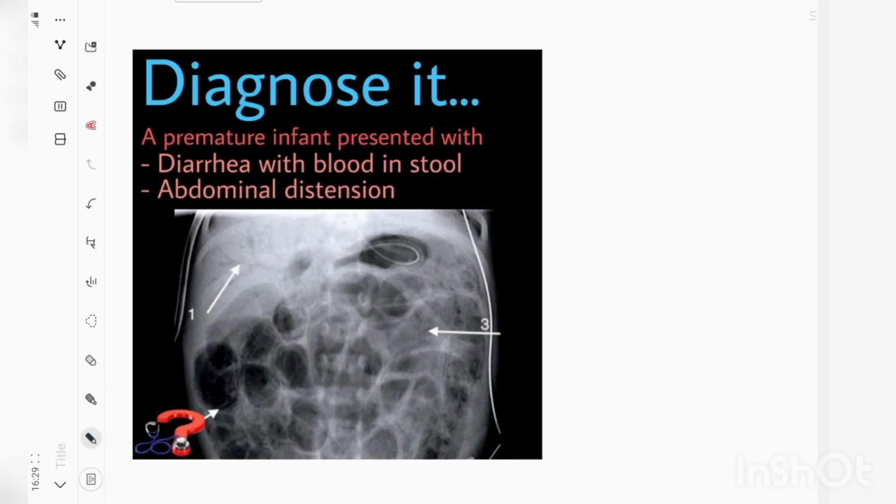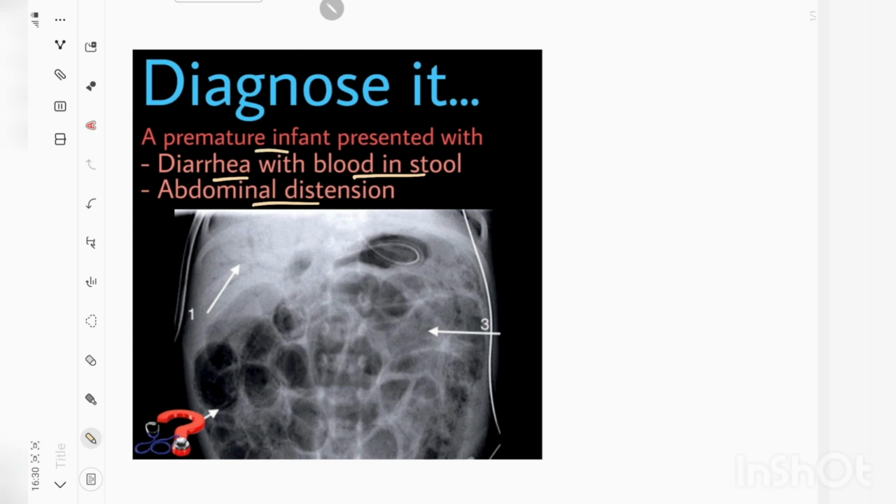So today we have a case from the pediatrics department. Here is a premature infant presented with complaints of diarrhea and blood in stools with abdominal distension and the specific radiograph that is given in front of you. So this is all we have about this case. Now let's try to make a diagnosis.